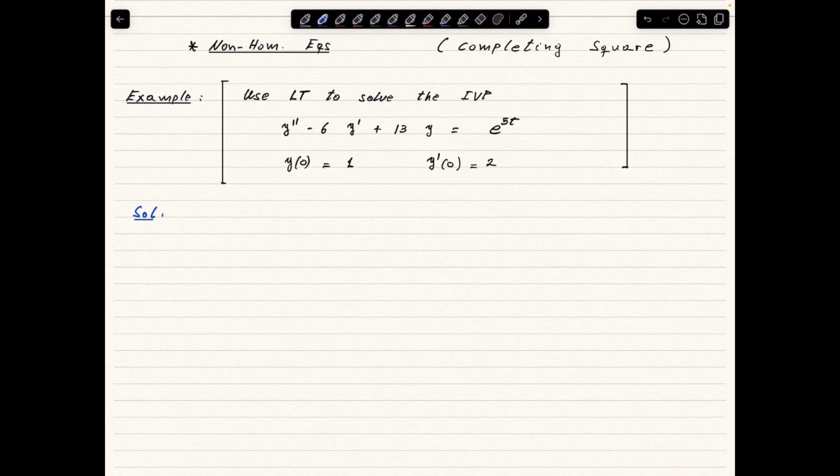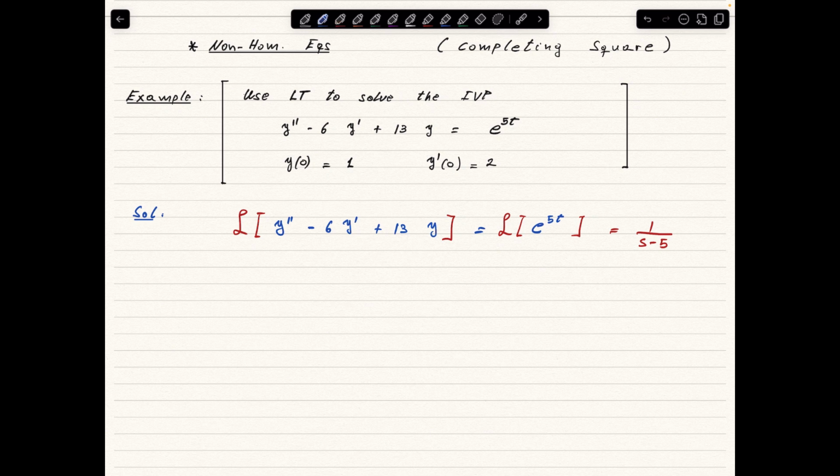Well, we start where we always start, with the differential equation. y double prime minus 6y prime plus 13y equals exponential 5t, and now we compute the Laplace transform of the whole equation, which means the Laplace transform of the left side and the Laplace transform of the right side. But we know what is on the right side. This is just 1 over s minus 5.